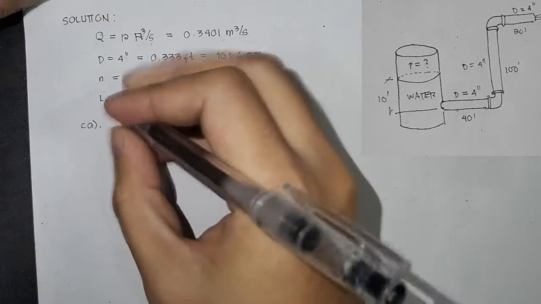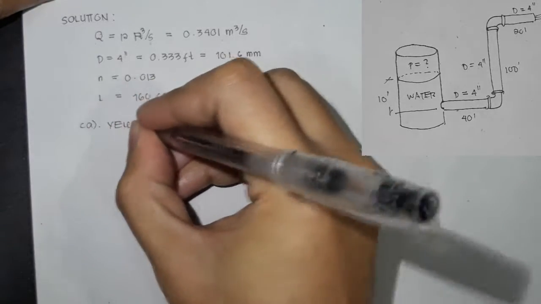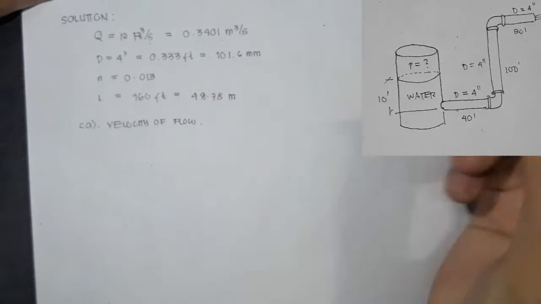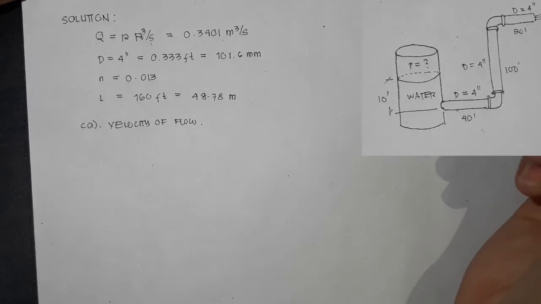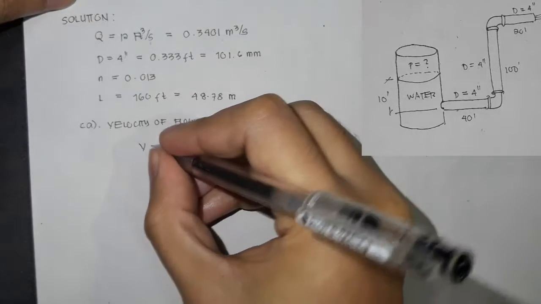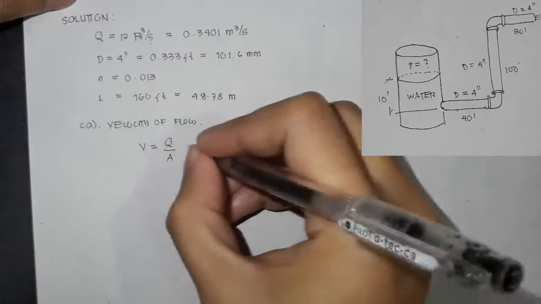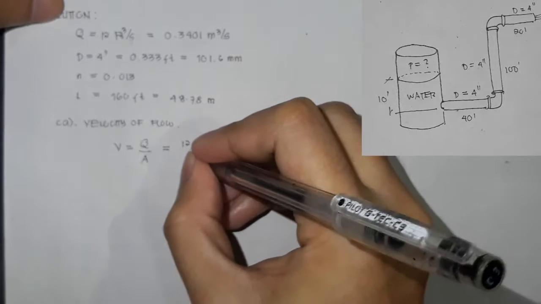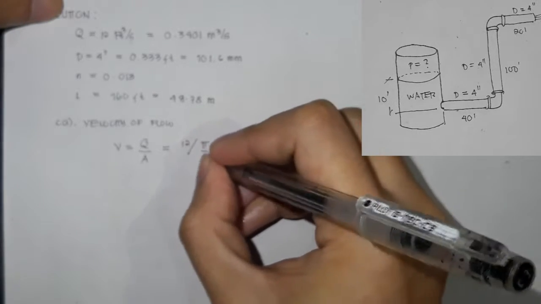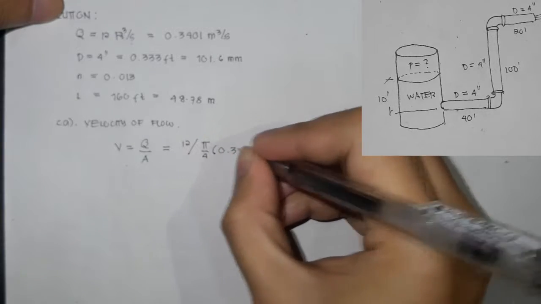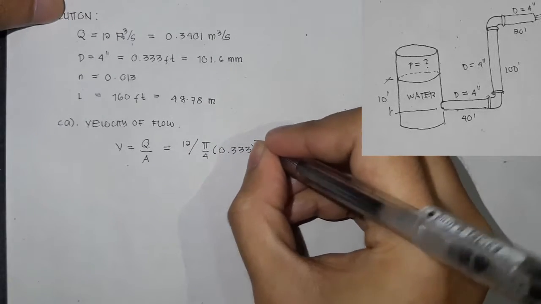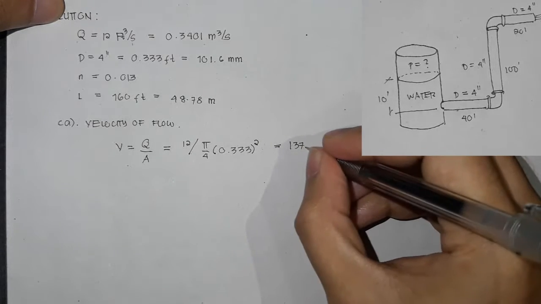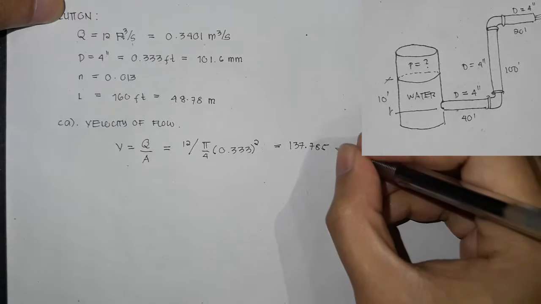The first thing we need to do is to determine the velocity of flow. In order to find the velocity of flow, we have a formula for our discharge which is equal to area times velocity. Then the velocity can be derived from that formula: velocity equals discharge over area. This is equal to 12 divided by pi over 4 times 0.333 feet squared. This is equal to 137.785 feet per second.